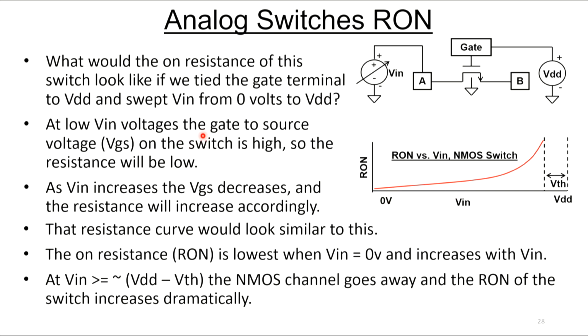At low VN, the voltage on the gate to source, that's VGS of this device, is high, so the resistance will be low. As VN increases, the VGS voltage decreases, and the resistance curve looks similar to what I show here. So the resistance is going to go up as VN increases. Eventually, the device is going to shut off. It's not going to make it all the way up to VDD, and so it's going to shut off when you get within about a threshold of VDD.